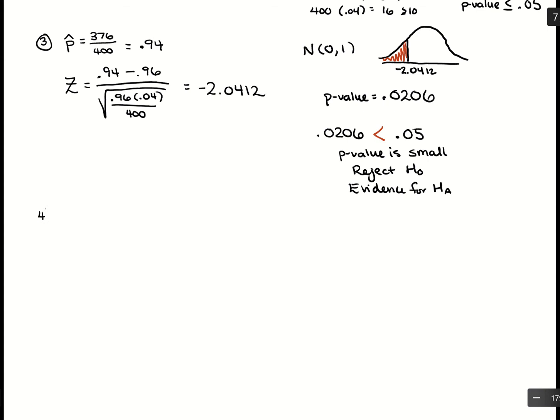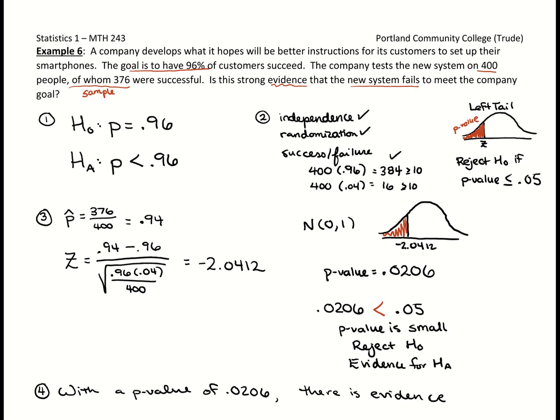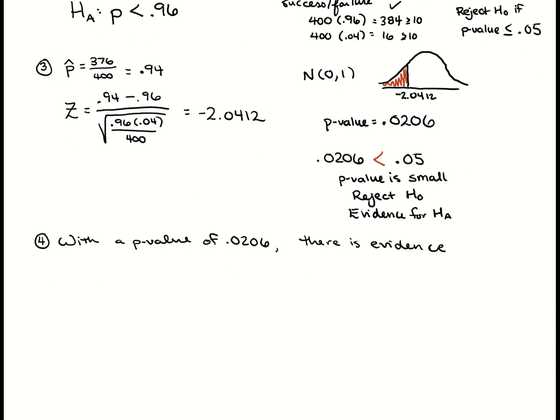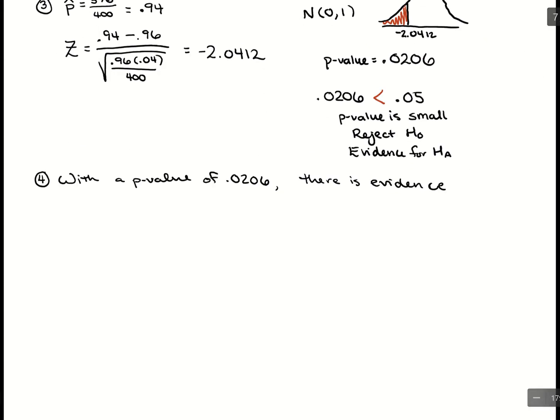So, with a p-value of 0.0206, there is evidence for, and we just want to look at the wording of our question. What did we want to find evidence for? And it's that the new system fails to meet the company goal. That's what we found. There is evidence that the new system fails to meet the company goal.